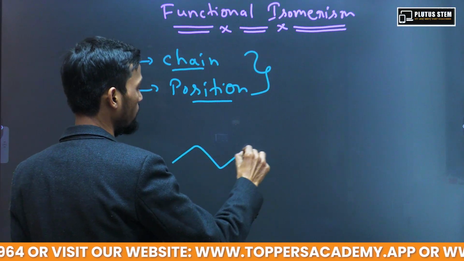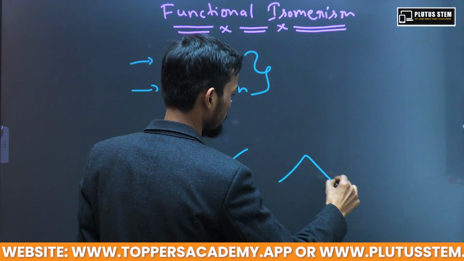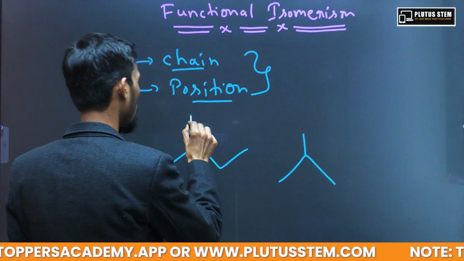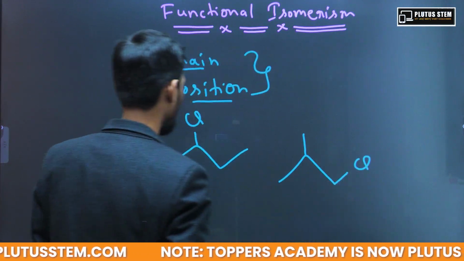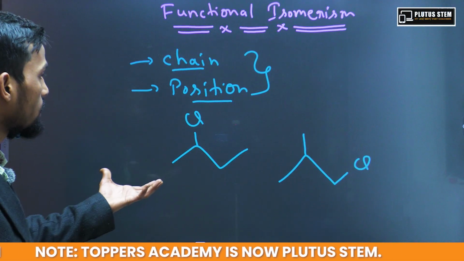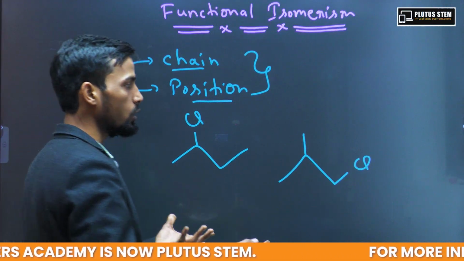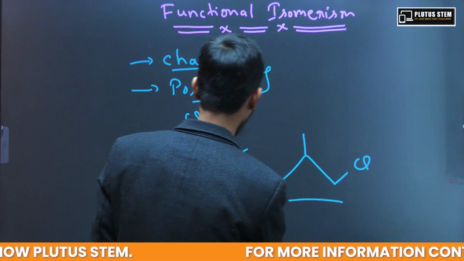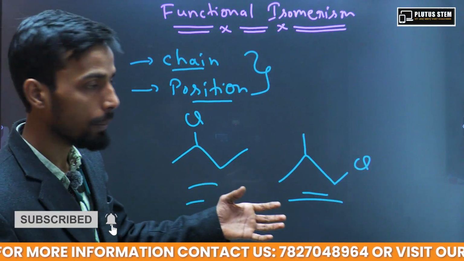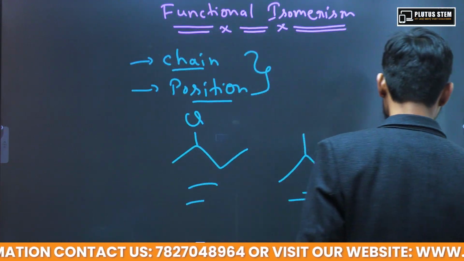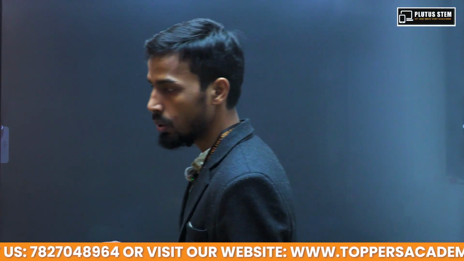Sometimes it looks like this, with a Cl over here and a Cl at this side. So is this a chain isomer or a position isomer? All those things, and many more complicated problems, have been discussed in the previous lecture. So today we are going to discuss functional isomerism.